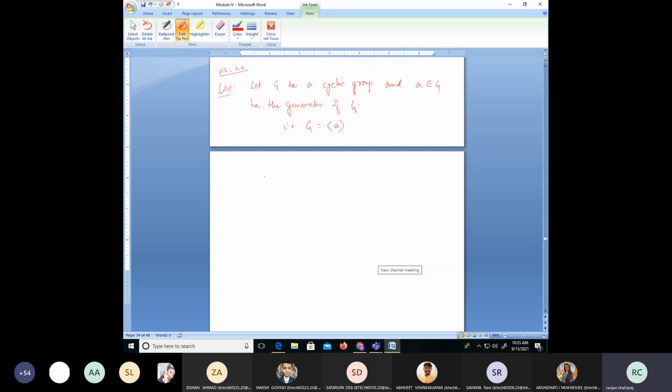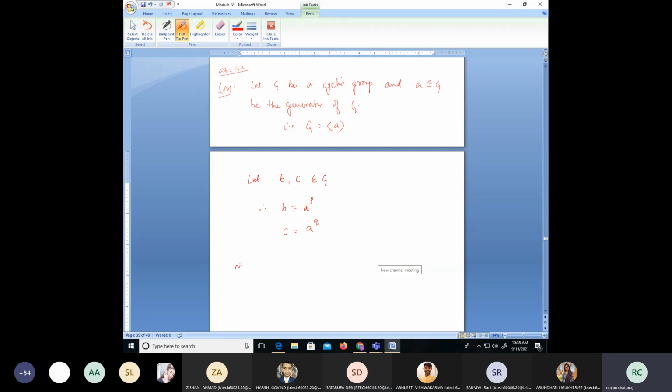So you may write: let B and C be two elements of G. Since G is the cyclic group with A as generator, any element of G can be expressed as a power of A. So you may write B is equal to A to the power P, and C is equal to A to the power Q. Can you express BC in these terms?